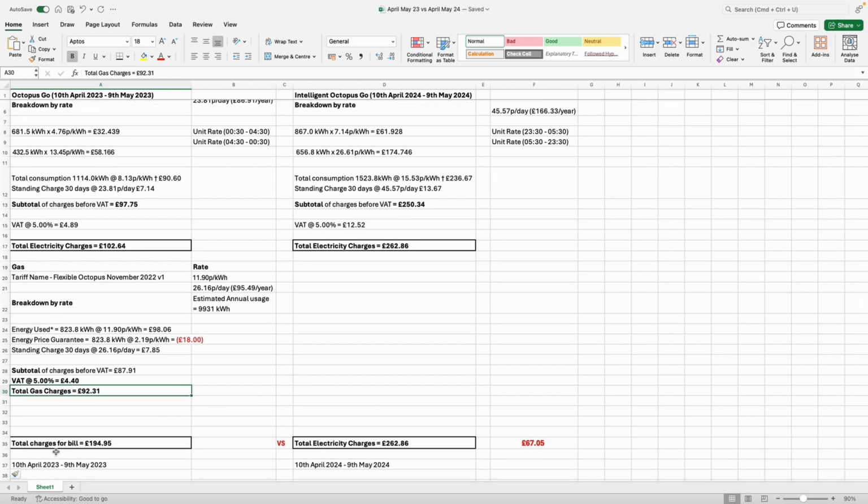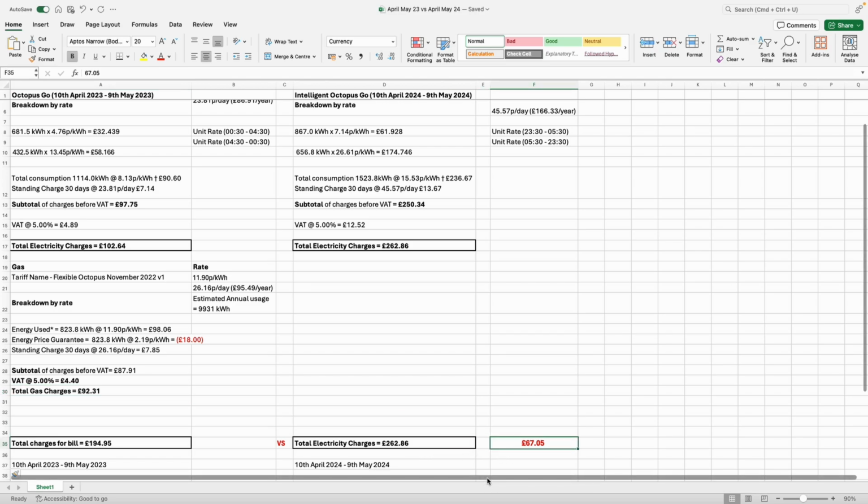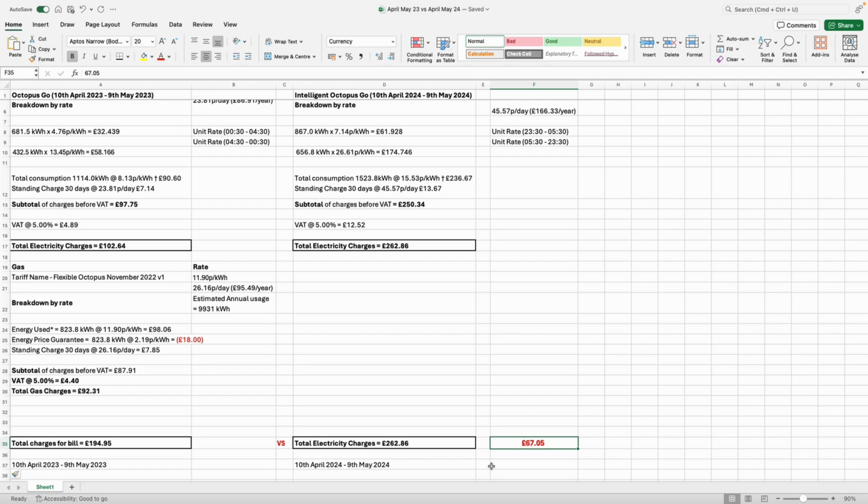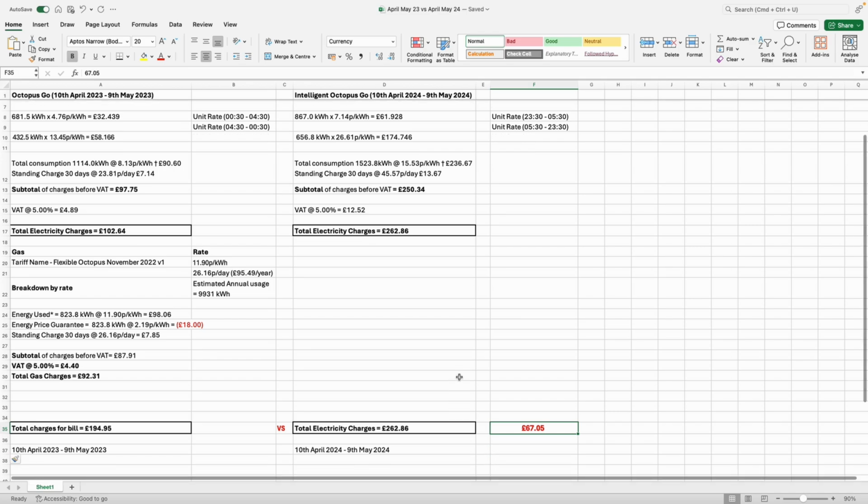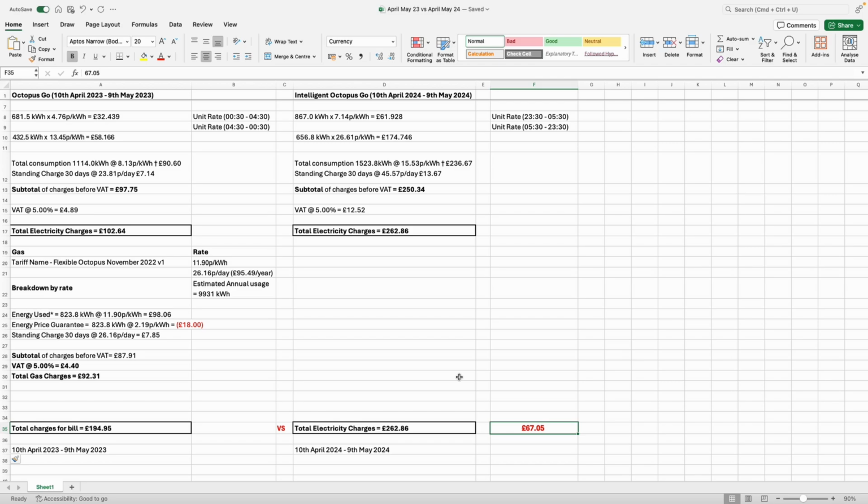The outcome is like so. Total 2023 bill was £194.95 and the total bill this year in 2024 is £262.86, which means I was in the red by £67.05. But before any accountants out there start shouting at the screen on my comparisons, the caveat is as follows. You have to compare like for like. This is what I'm going to do. I'm just going to compare like for like.